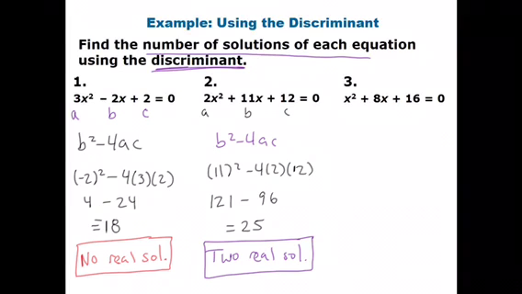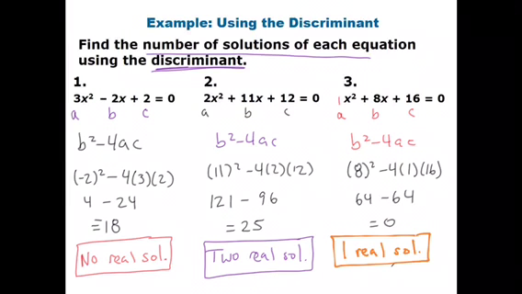All right. And then for question 3, we've got x squared plus 8x plus 16. Which means our a value would be 1, b is 8, and c is 16. So go ahead and pause the video, try plugging all of this into the discriminant, and see how many solutions you should have. When you're ready to see the answer, unpause the video.